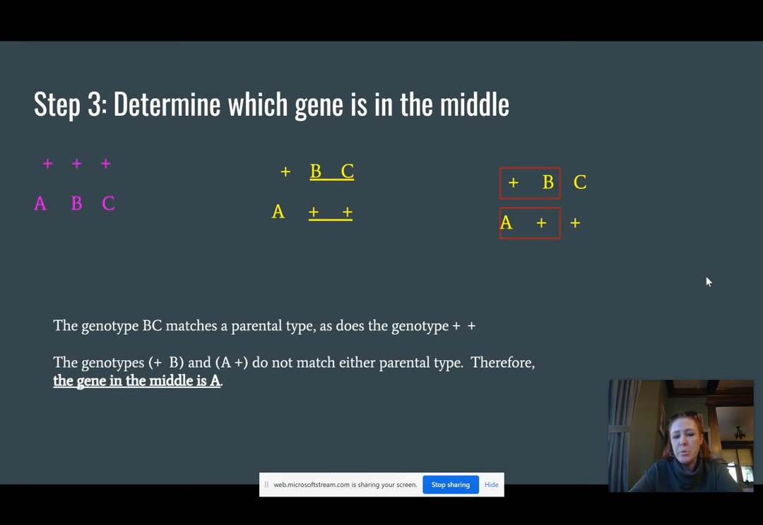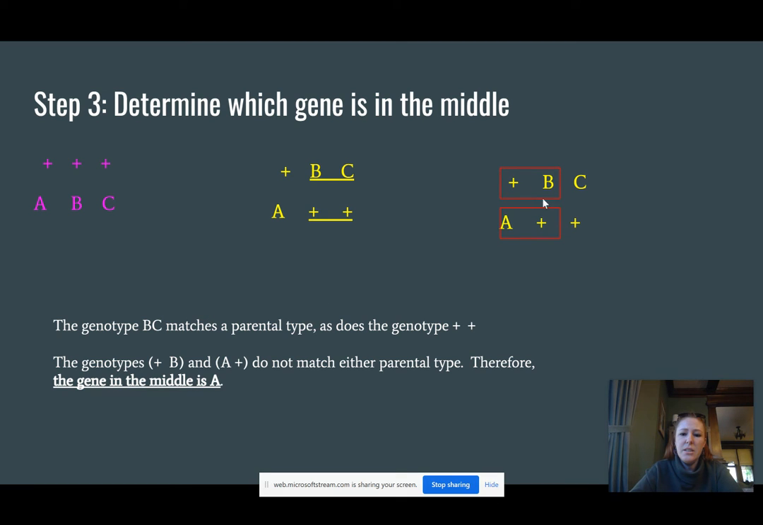Once you've determined which are the parental types and which are the double crossovers, it makes it easier to figure out which gene is in the middle, which is the next step. You can see here, this is the parental type, and these are the double crossovers. If you look at this, you can see that the BC part of this double crossover is the same as one of the parental types, and the plus plus part of this double crossover is also the same as one of the parental types. But the difference is here, where we have the A and the plus switched.